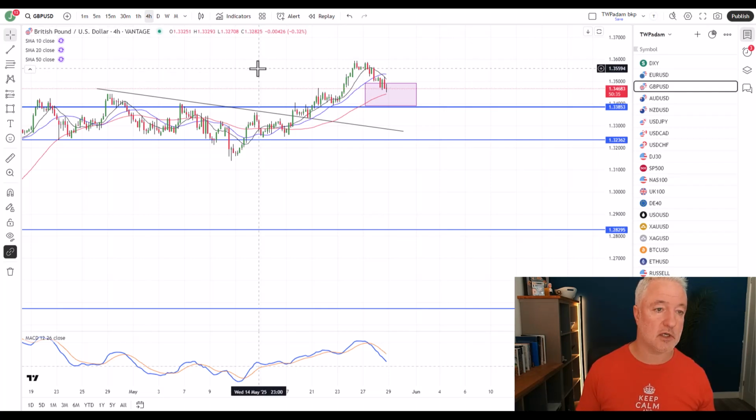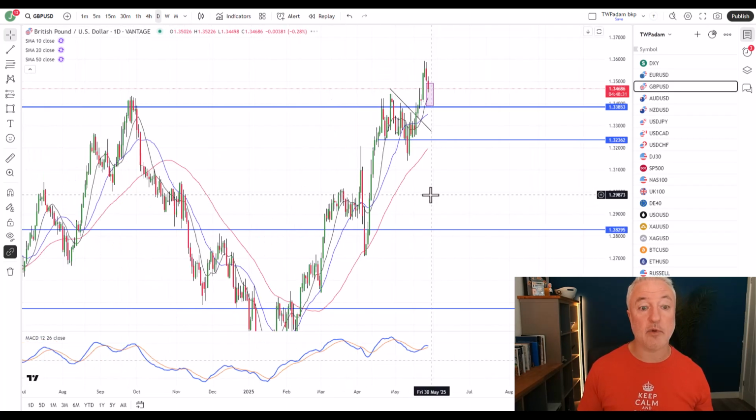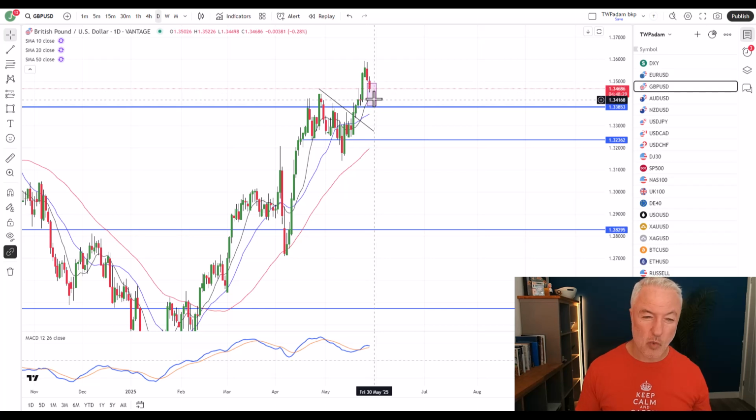That's what I'll be having a look at as well. Okay, which would support the idea of a weaker dollar. So waiting for a sign here that the dollar is going to come in, test this area. GBP dollar is going to come in and test it, and then it's going to go the other way.